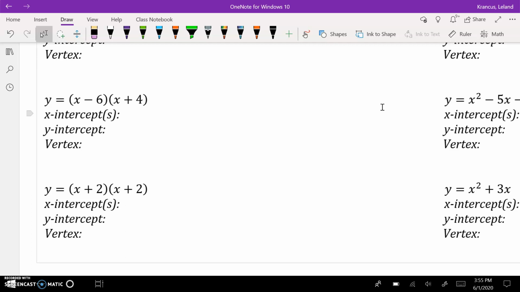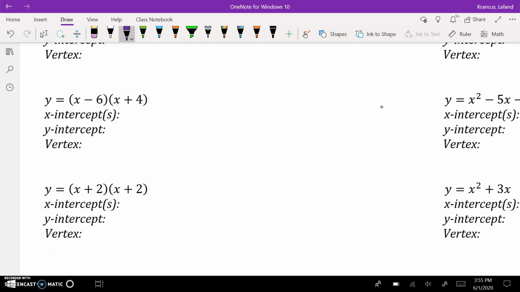So first of all, the x-intercepts are given by the m and n values. It's just these numbers that are in our factored form, the minus 4, or sorry, the minus 6 and the plus 4. So remember, the x-intercepts are the x values that make y equal to 0. And those x values that make that happen are the x values that make each expression equal to 0, and there are two of them.